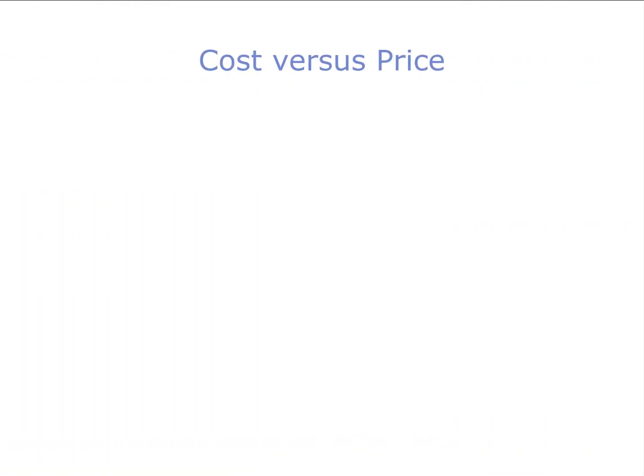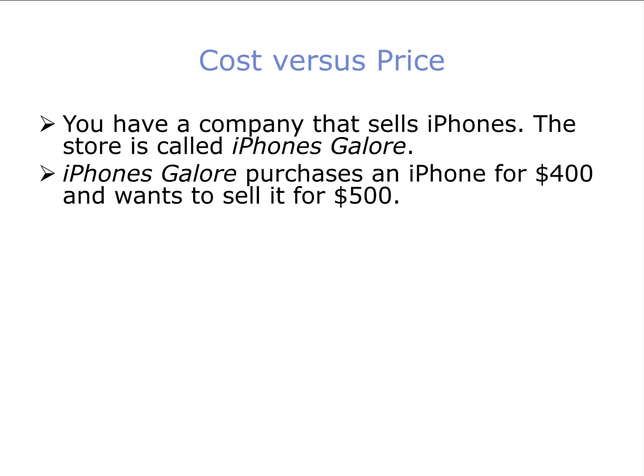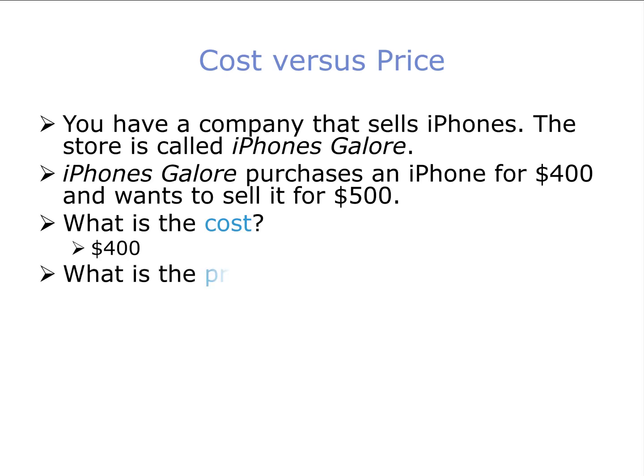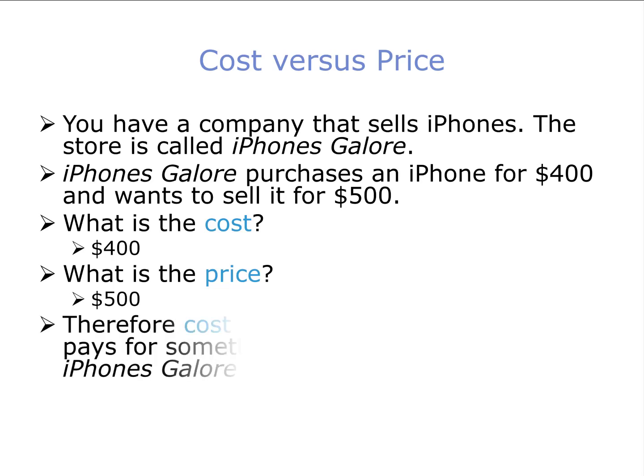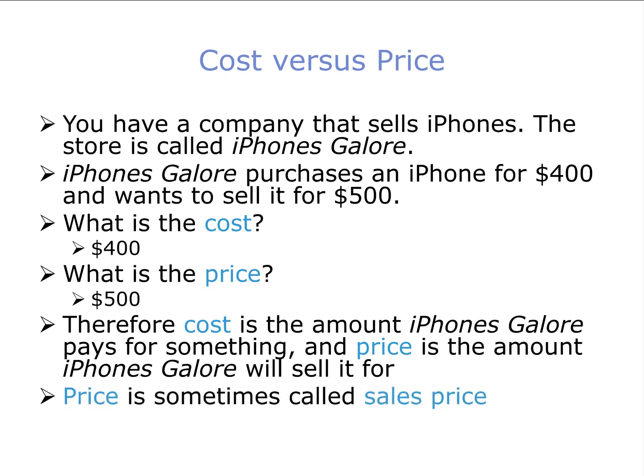We've discussed this slide before, but let's go over it again because it's critical vocabulary. Cost versus price. You have a company that sells iPhones. The store is called iPhones Galore. iPhones Galore purchases an iPhone for $400 and wants to sell it for $500. What is the cost? The cost is $400. What is the price? The price is $500. So it's critical to understand that cost is the amount iPhones Galore pays for something, and price is the amount iPhones Galore will sell it for. And finally, price is sometimes called sales price.